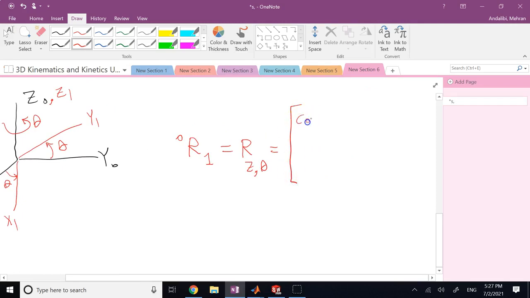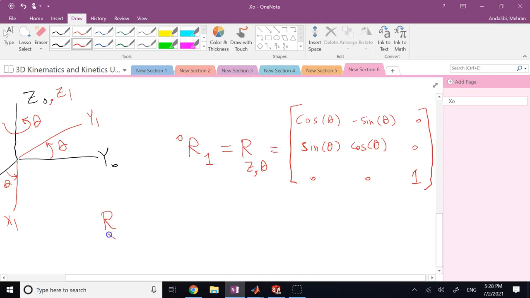So it is going to be of the form cosine of theta, negative sine of theta, and 0, and then sine of theta, cosine of theta, 0, and 0, 0, 1. Okay, so this is a rotation with angle theta about the z-axis.